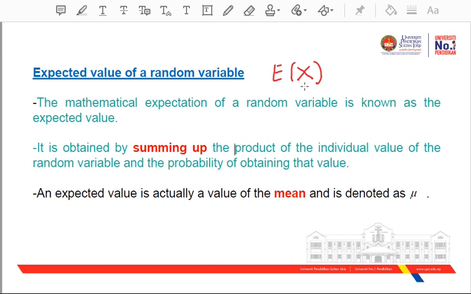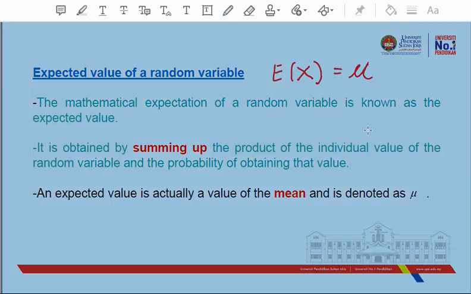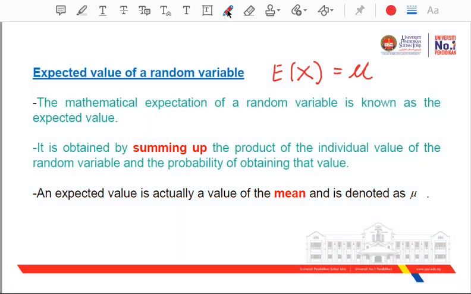The expected value is actually obtained by summing up the product of the individual values, which is the x of the random variable, and the probability of obtaining that value. And the expected value is actually the mean and is denoted as mu. So E(X) is basically mu. For expected value, the term that you need to remember is that E(X) is the mean. Alright, so let's show the next slide.